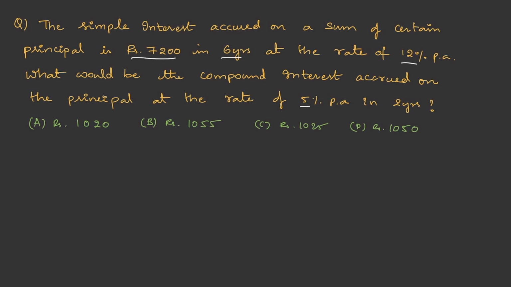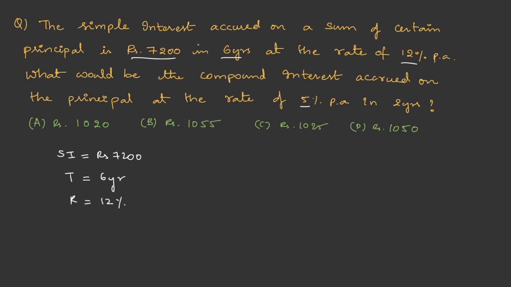Here you can clearly see they have given the simple interest, time and the rate, but principal amount is not given. So we use that data to find the principal, then we'll use that in compound interest, and then we'll get the answer. To solve this, first let's get into the simple interest. For that, let me write the data. Simple interest is given as rupees 7,200, time is 6 years, and the rate is 12%.